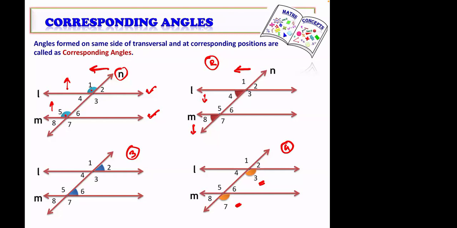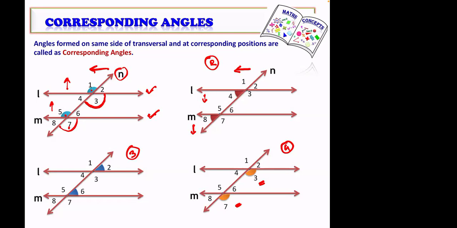Ma'am, I think even the vertically opposite angles are equal. Yes, absolutely right. Vertically opposite angles are also equal. This means here 1 and 3 are equal. But 3 is also the corresponding angle of 7. So 3 and 7 would be equal. And 7 and 5 are vertically opposite angles again, right? So 7 and 5 would be equal.